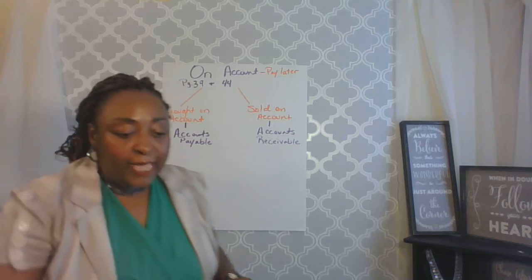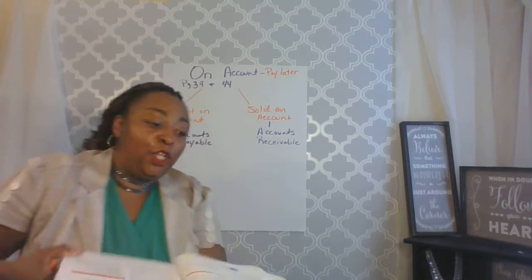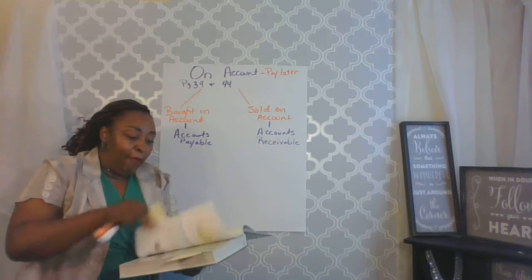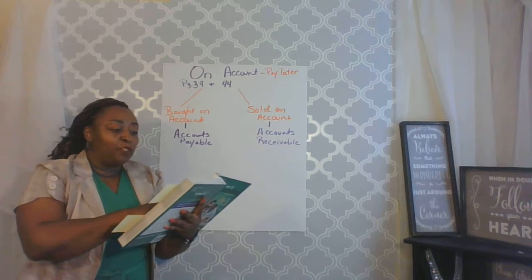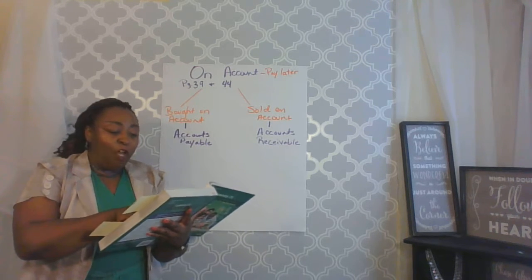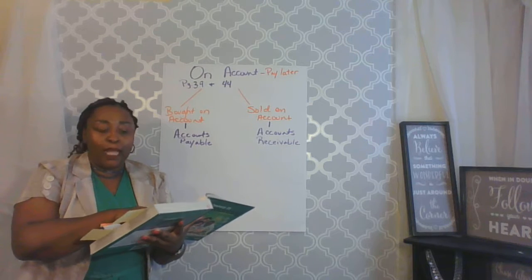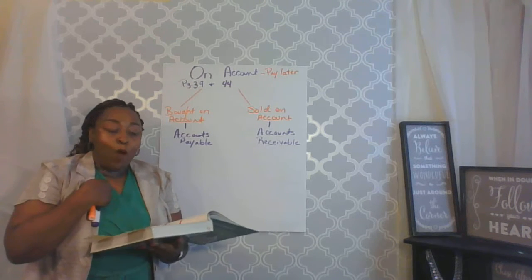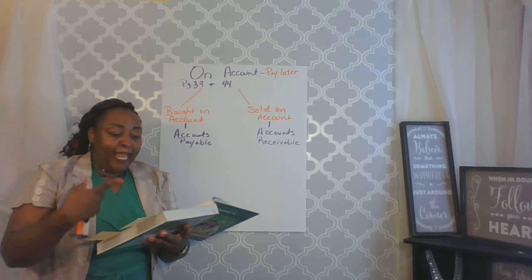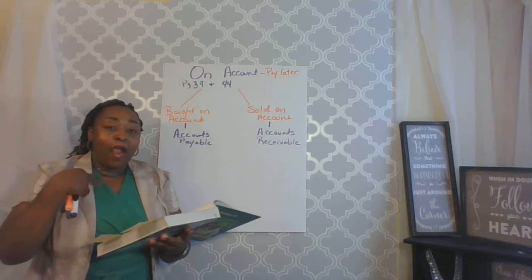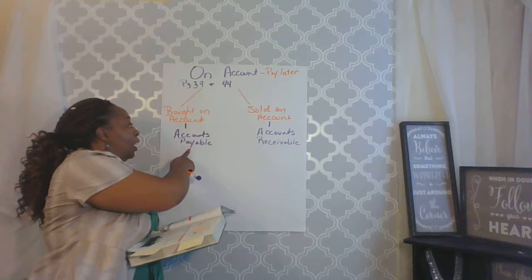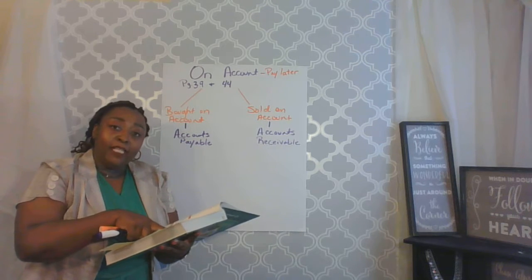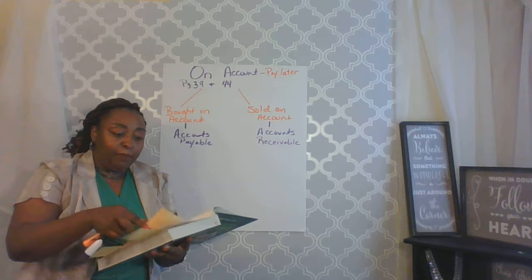In the textbook on page 39 in blue, there is an example. It says bought supplies on account from Canyon Office Supplies, $220. We bought supplies from Canyon on account. So our company is a customer of Canyon. We bought from them.